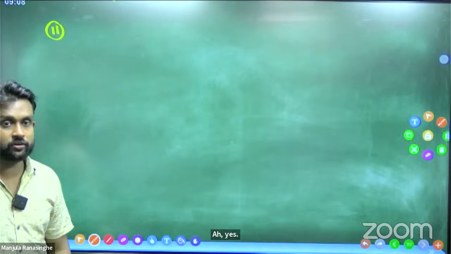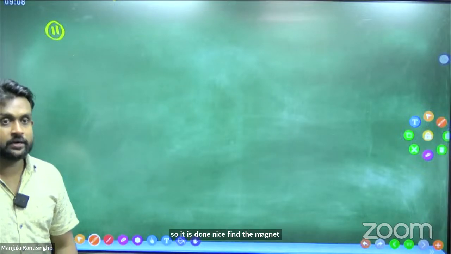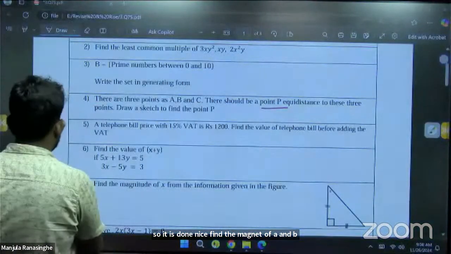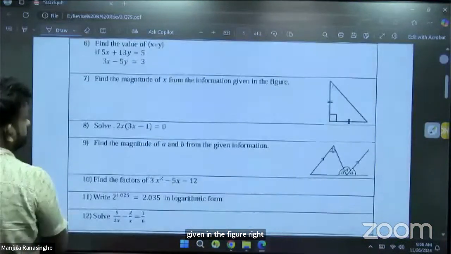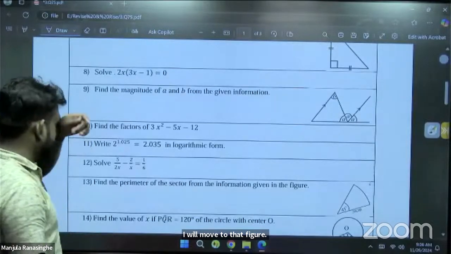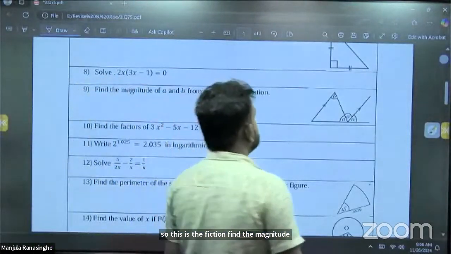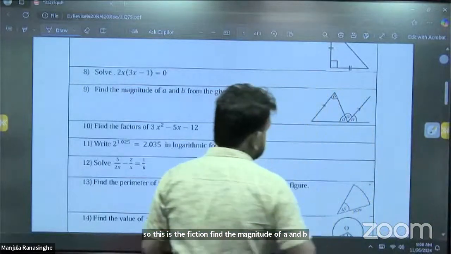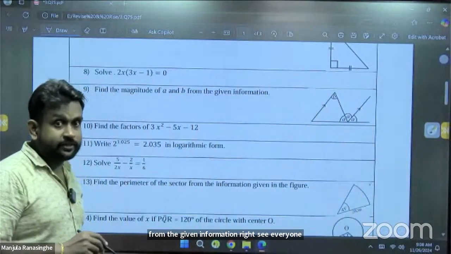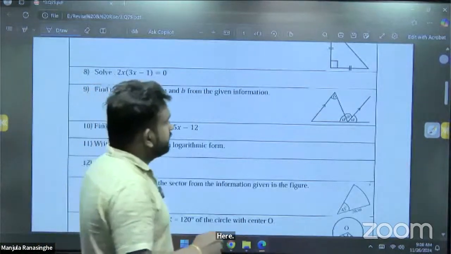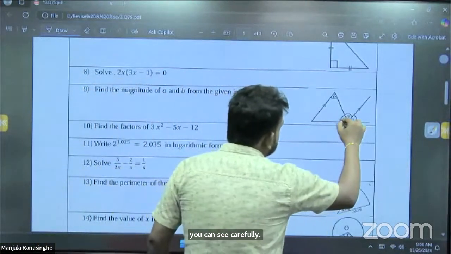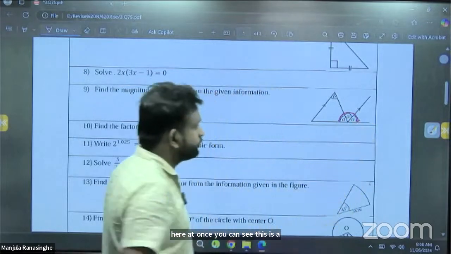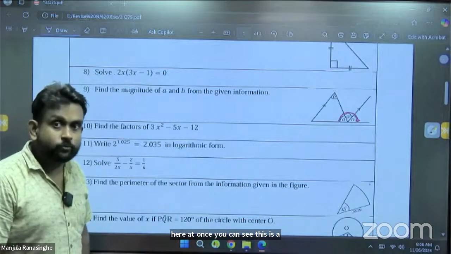Find the magnitude of A and B given in the figure. Right, I will move to that figure. So this is the question: find the magnitude of A and B from the given information. Right, see everyone. Here you can see carefully, this is a straight line. The angles on a straight line add up to 180.